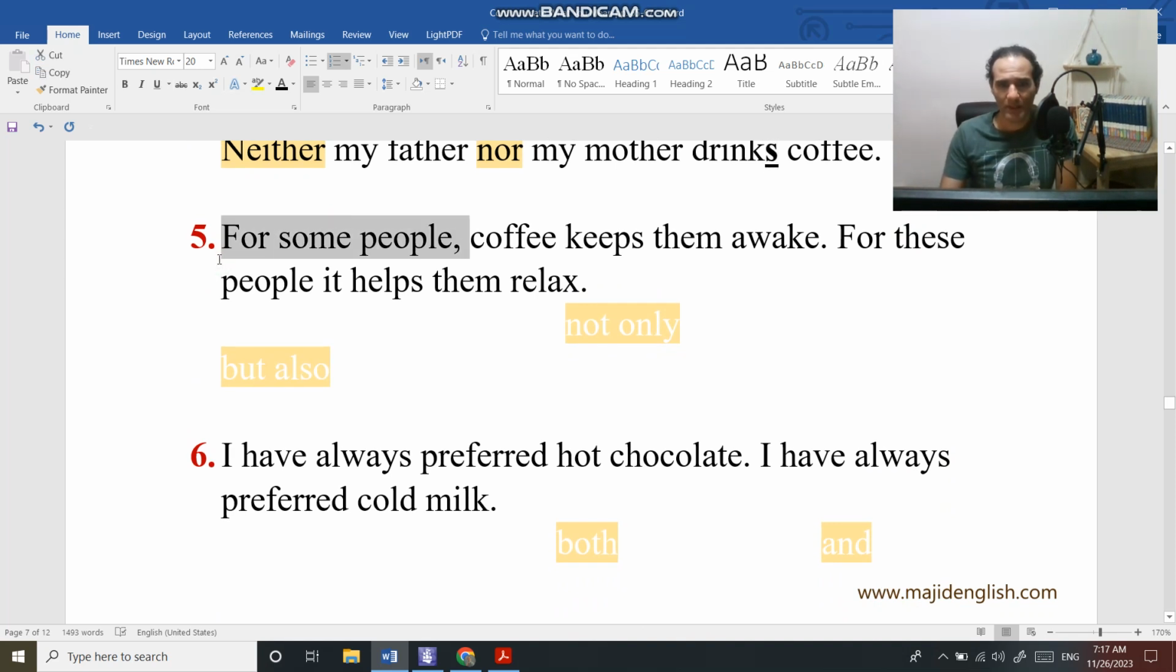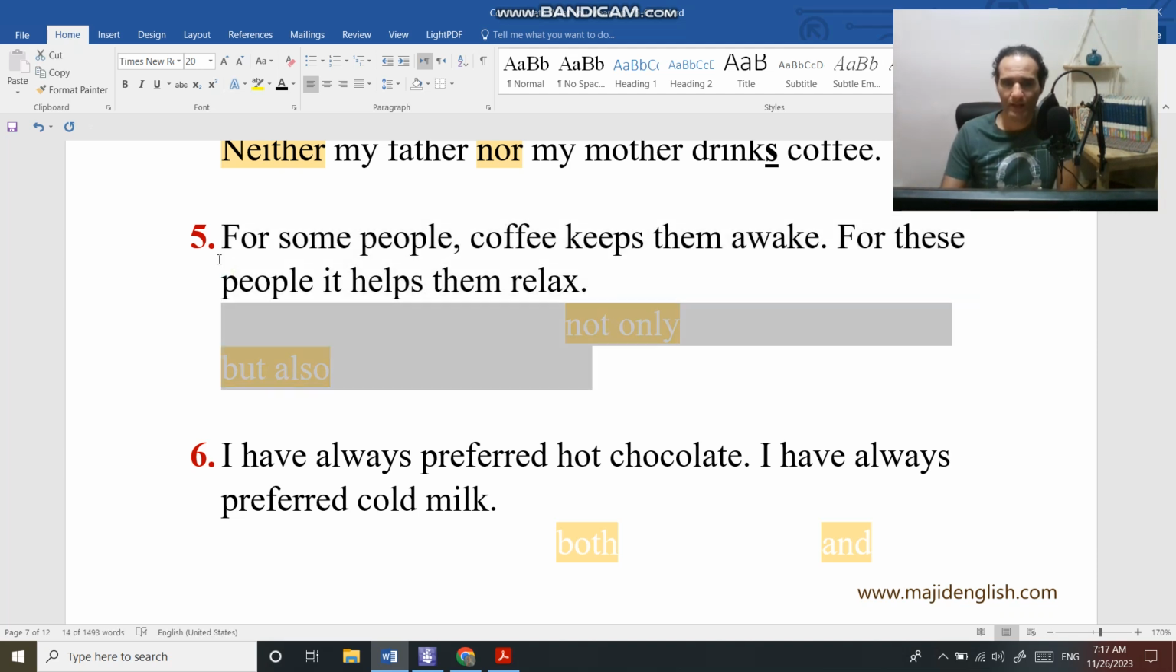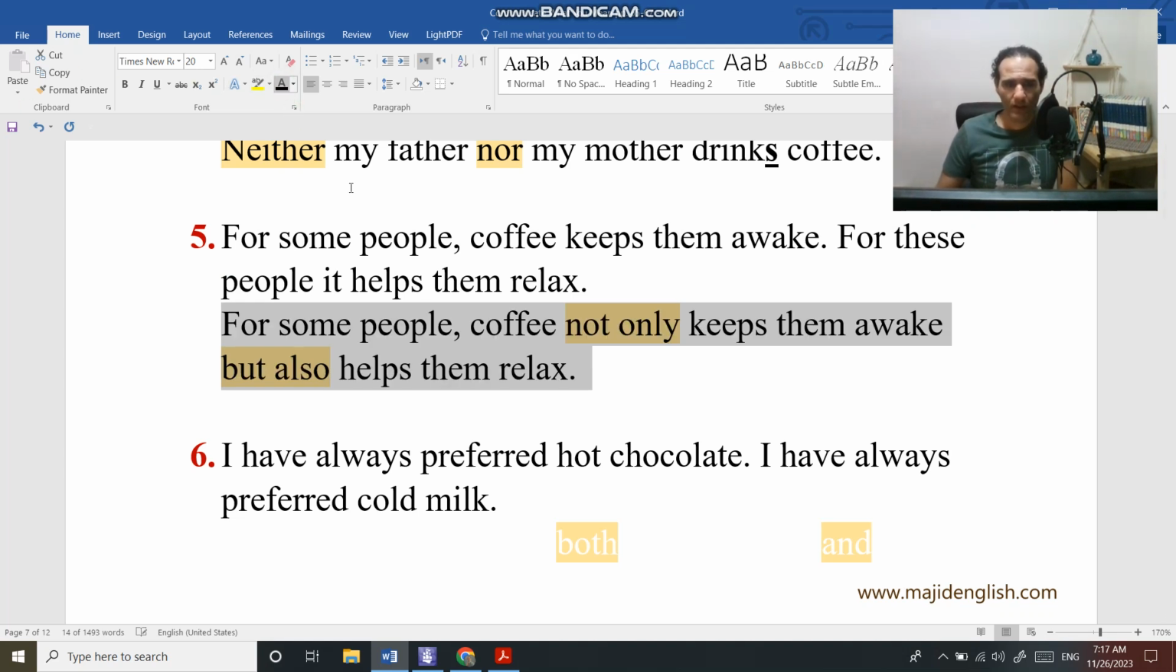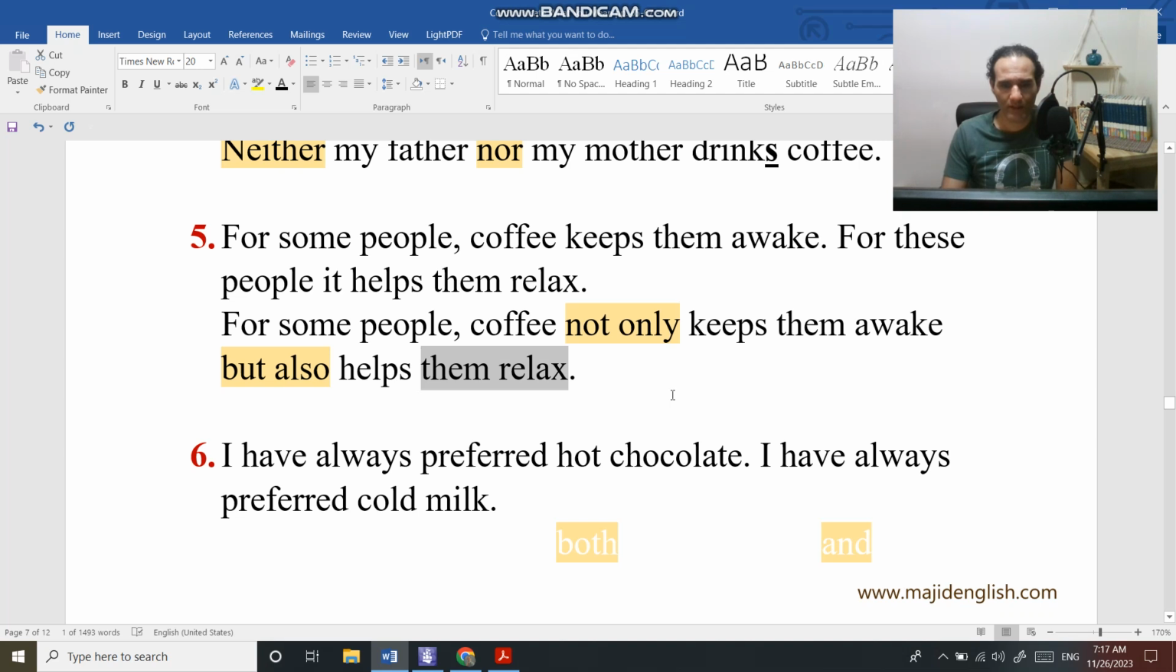For some people, coffee makes them awake, helps them relax. Okay? So for some people, not only this one, but also that one. Coffee, not only verb phrase, keeps them awake, but also verb phrase, helps them relax. Okay?